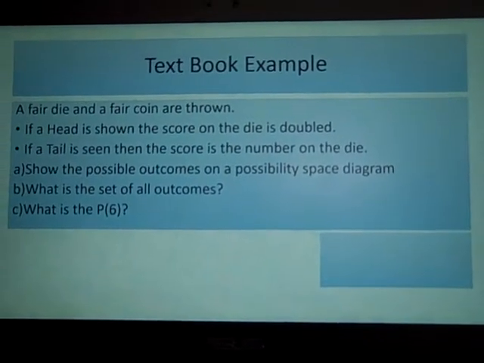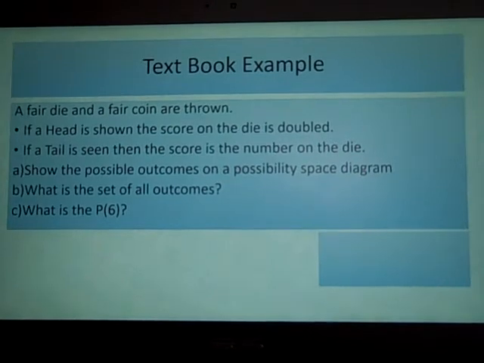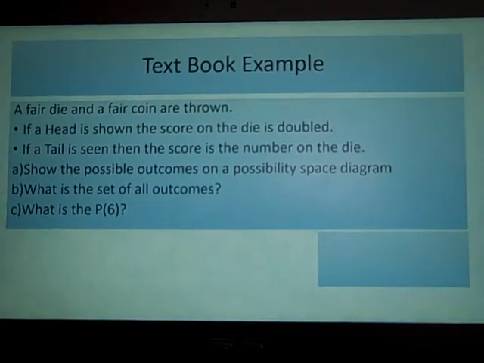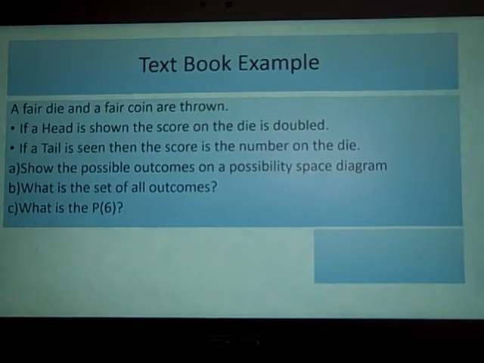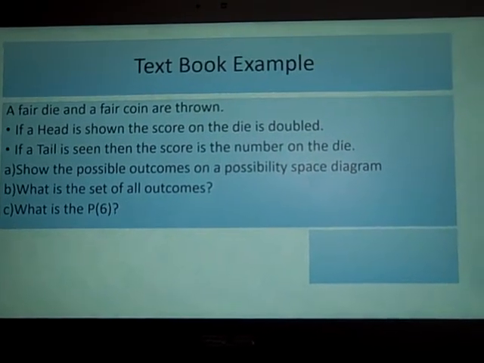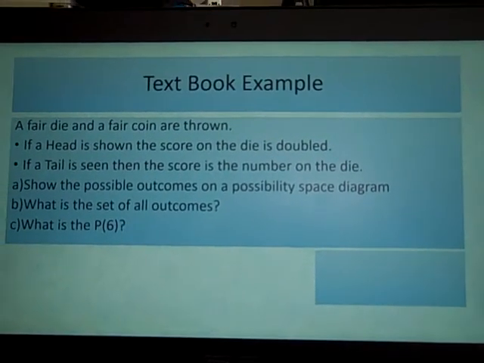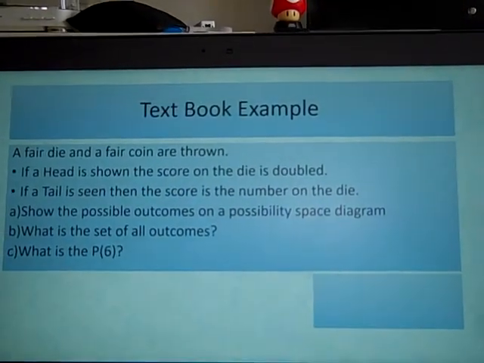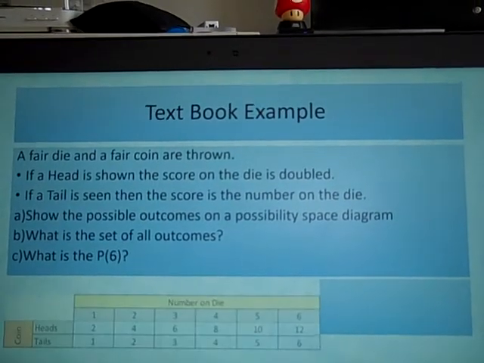Just running through the textbook example with you now. The textbook example goes through: a fair die and a fair coin are thrown. Fair meaning that it's unbiased, so it's not going towards a certain number, and a die being obviously a singular for dice. And so what we've got is a scenario with the head being thrown, then the score on the die is doubled. For tail, then the score is the number on the die. So we're just going to do a possibility space diagram for that.